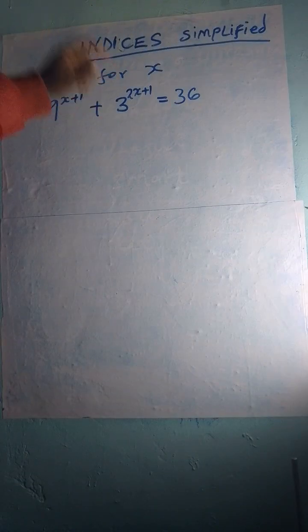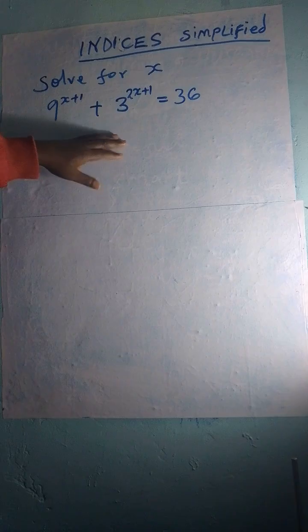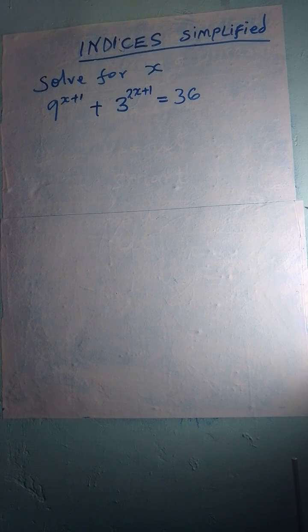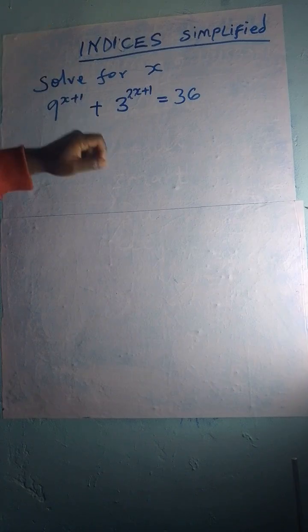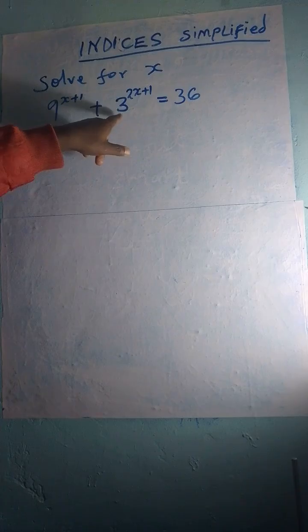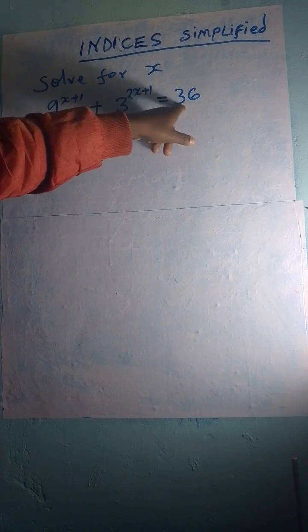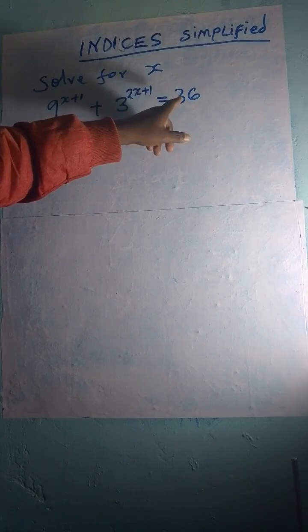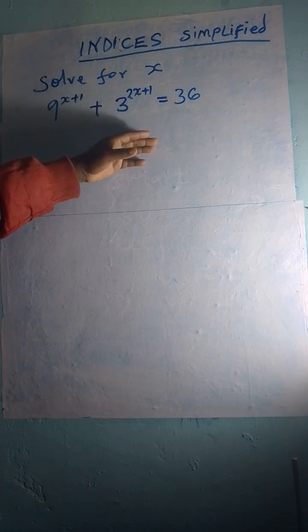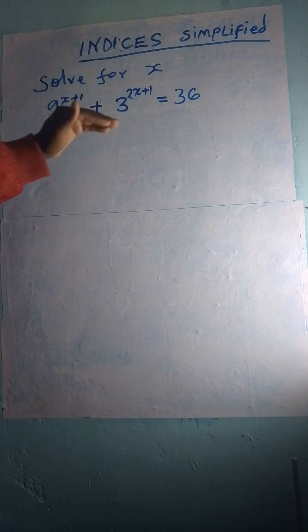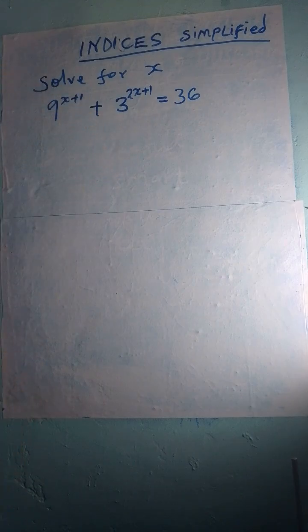Indices, solve for x. So we have this equation here. We need to solve for the value of x. Because we are talking about indices, this is the topic of indices, make sure you look at the bases that are here. This is the smallest base, that is 3. But 9 can be converted into base 3. But 36 cannot. You cannot write 36 to base 3 directly. It is not going to be easy. Therefore, just write what can be written.